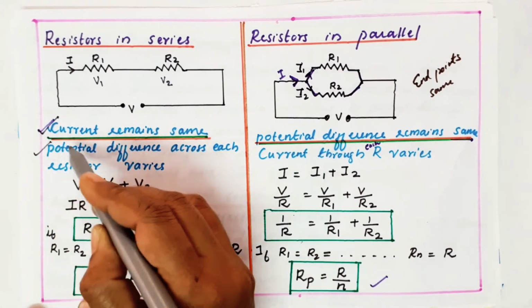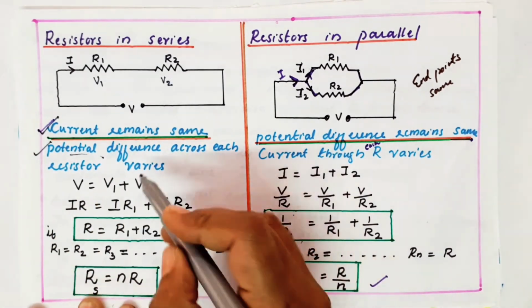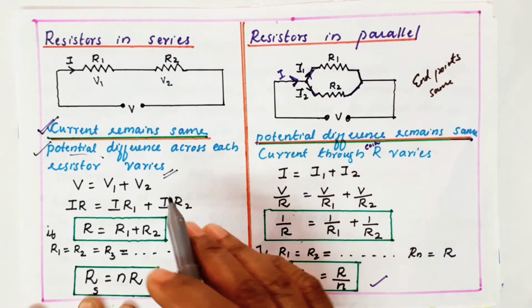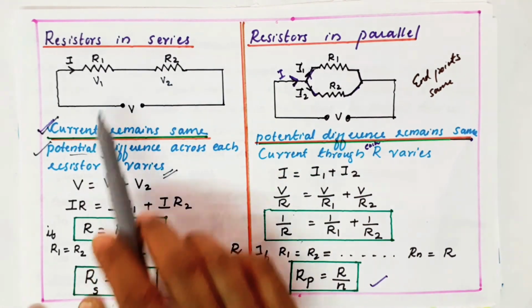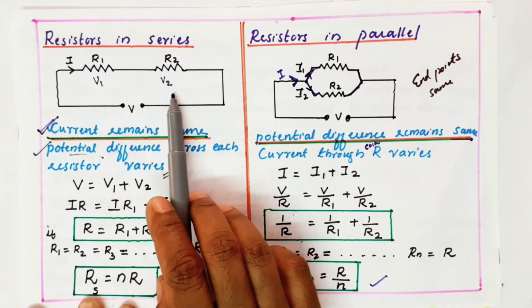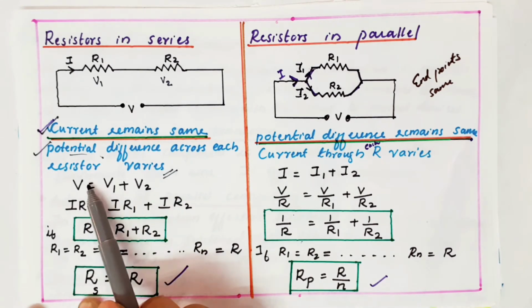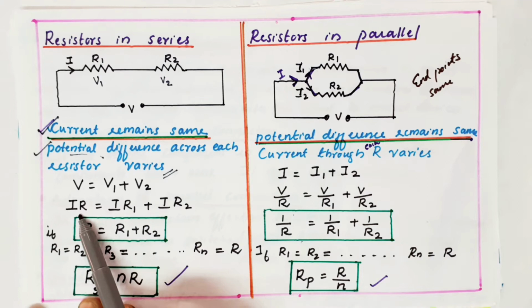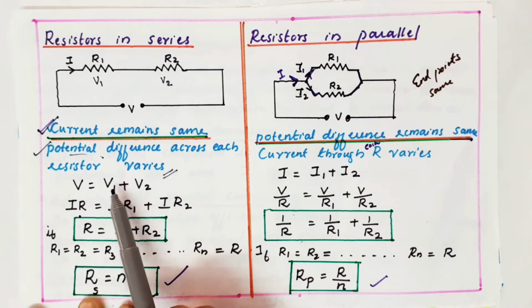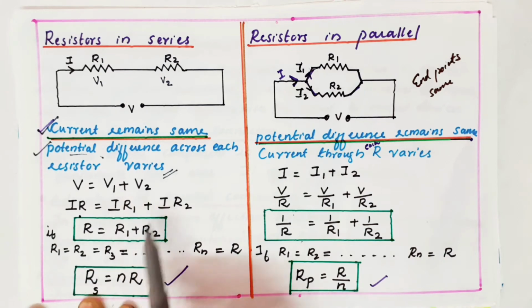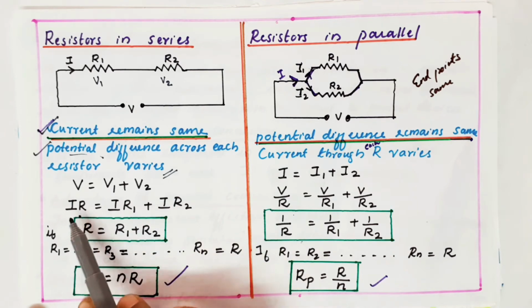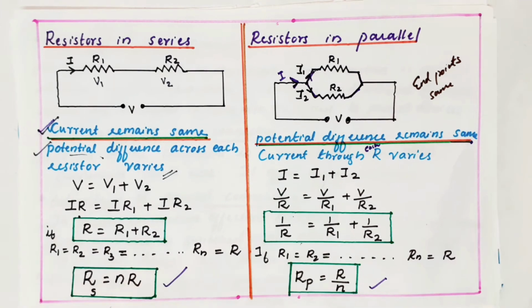I told you in simple form that the current remains the same in a series connection. But the potential difference varies. Which one varies? From that equation I started, V changes to V1 and V2. So V equals V1 plus V2. And what is V? According to Ohm's law, V is IR. What is V1? IR1. What is V2? IR2. All the I get cancelled and R is equal to R1 plus R2.